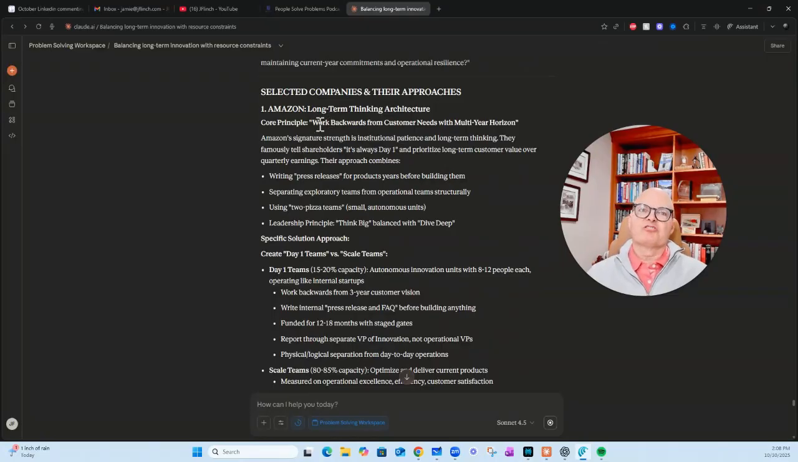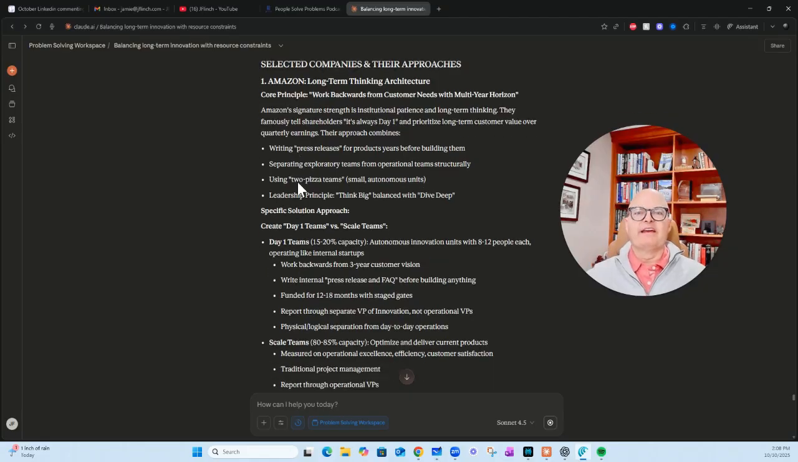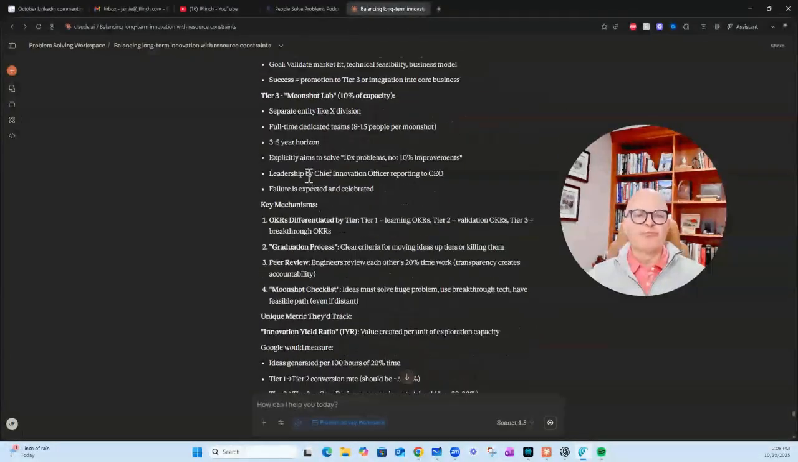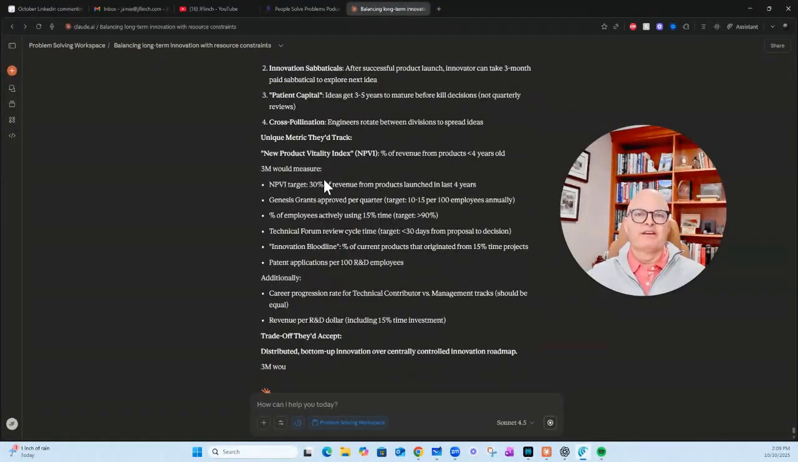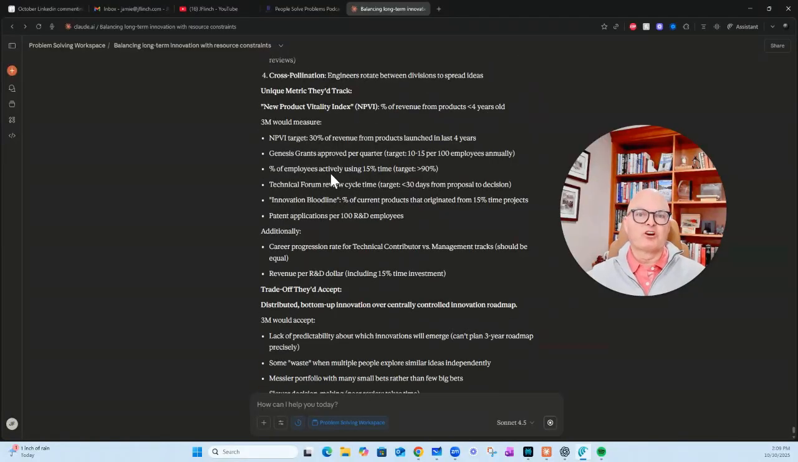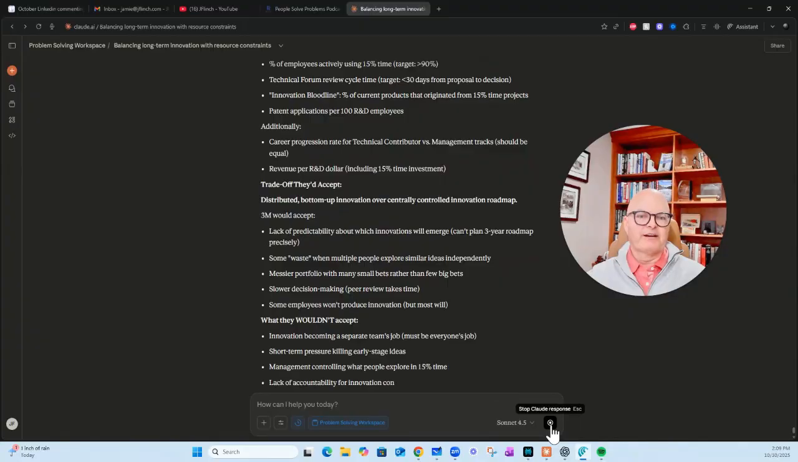Work backwards from customer needs, multi-year time horizon. They don't care how much money they'll lose as long as they're hitting customer needs, right? Fundamental belief system in how they operate. So this will go on for a while, which is great because I get more to work with. It's giving me 3M as well.